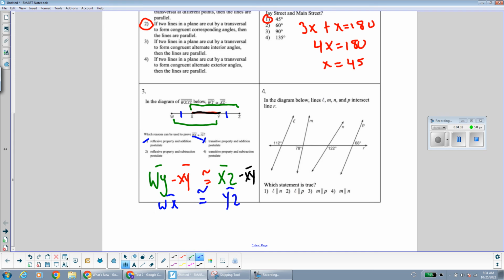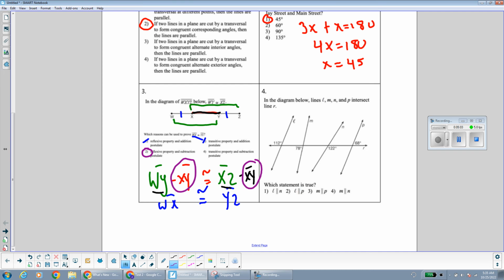So let's make sure our subtraction works. I'm starting with 2 congruent segments. I was told in the givens that WY and XZ are congruent to each other. Do we know that XY and XY are congruent to each other? You might be thinking, yes, they are the same thing. XY is congruent to itself, and that's by the reflexive property.